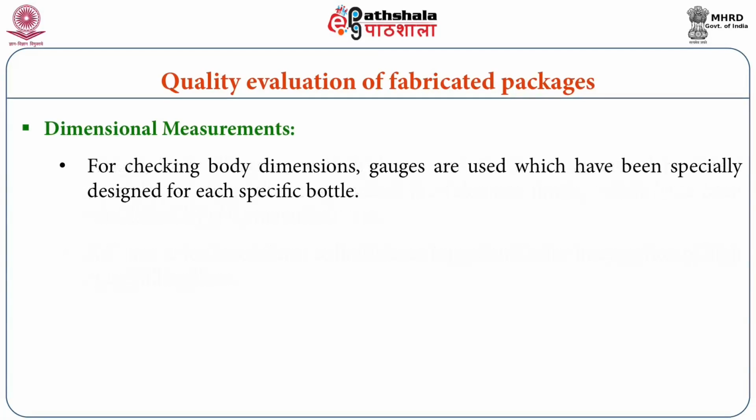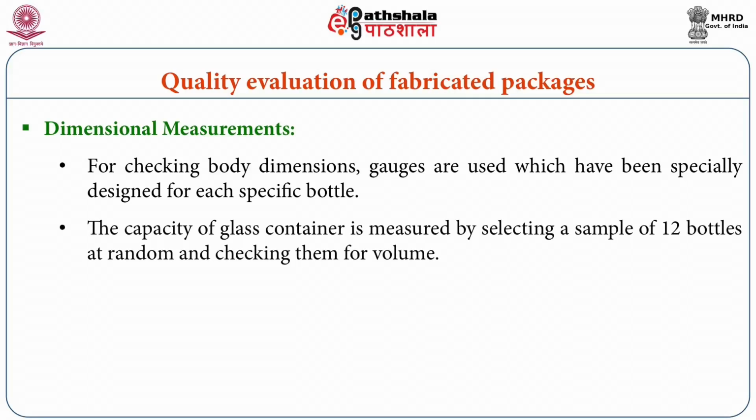For checking body dimensions, gauges are used which have been specifically designed for each specific bottle. The capacity of a glass container is measured by selecting a sample of 12 bottles at random and checking them for volume.